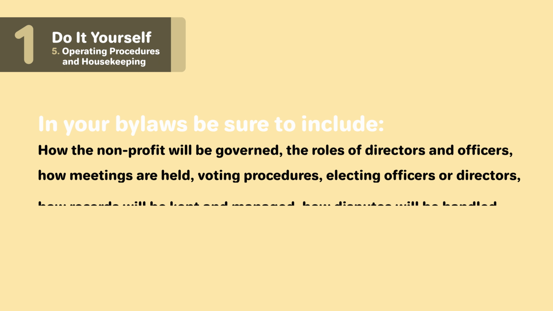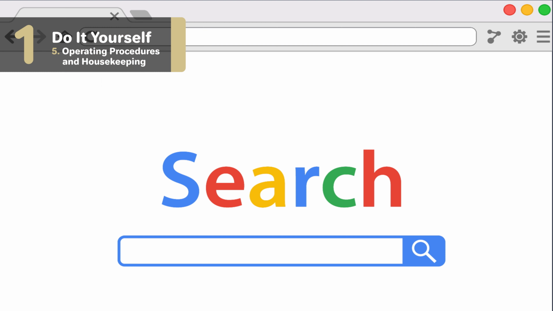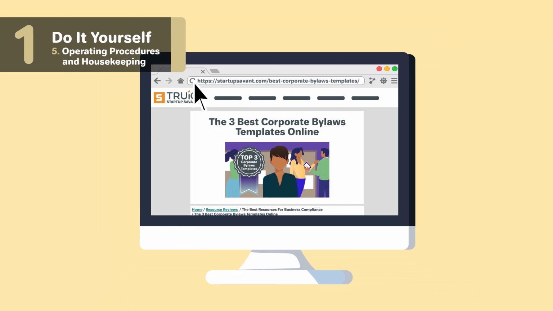In your bylaws, be sure to include how the nonprofit will be governed, the roles of directors and officers, how meetings are held, voting procedures, electing officers or directors, how records will be kept and managed, how disputes will be handled, and how bylaws will be added and amended in the future. When you're ready to get started, check out some bylaws templates linked in the description below.